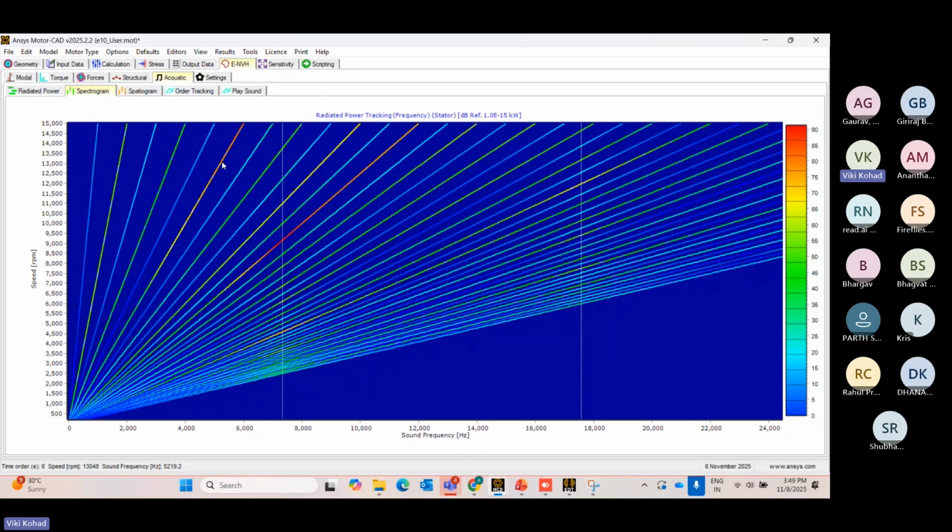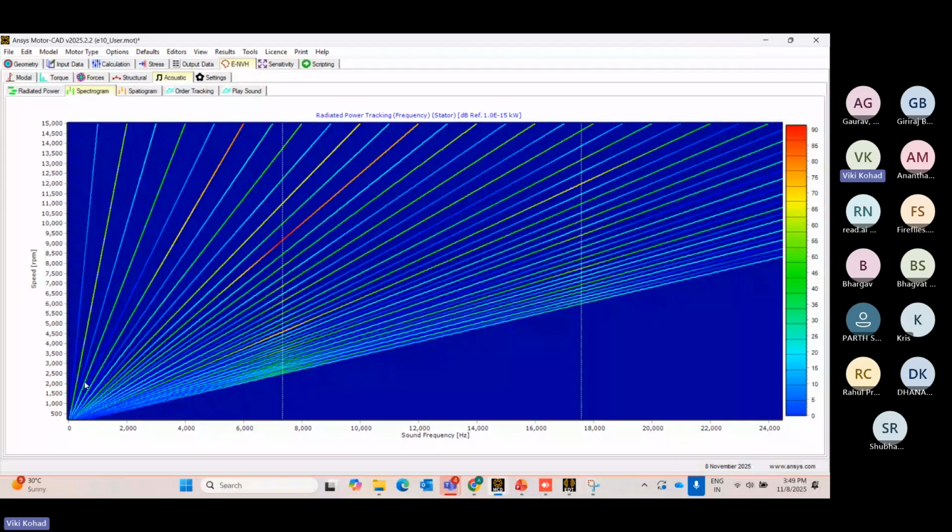So you can see the sixth harmonic here, and the RPM is around 14,000. The sound frequency at that time is around 5674 hertz at the sixth, and then at the 12th harmonic also. Whenever you see the red color here, that is where it is high.